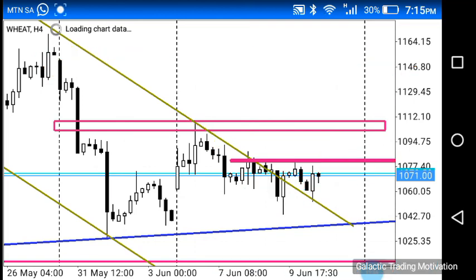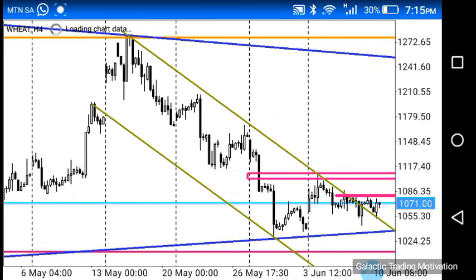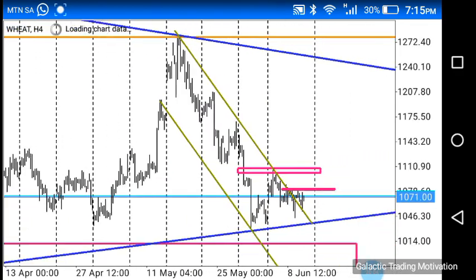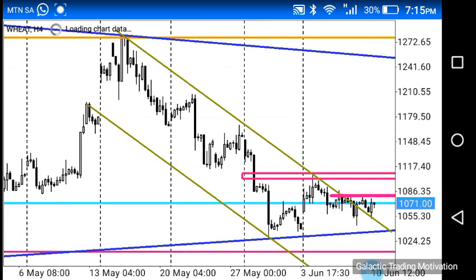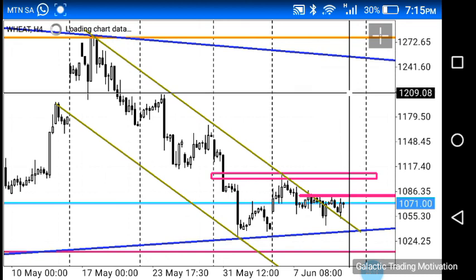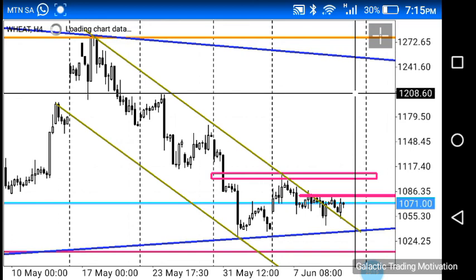And for those of you who want to hold on to the trade for quite a long time, I would say that the next take profit should be at least this level over here. The reason why I say this level is because it's a strong resistance level.